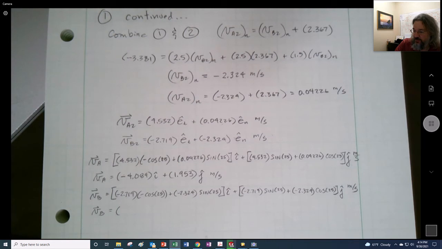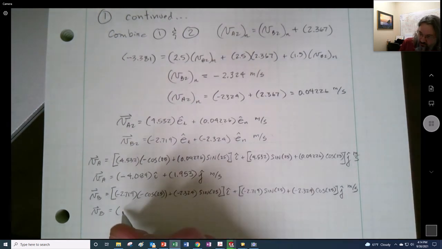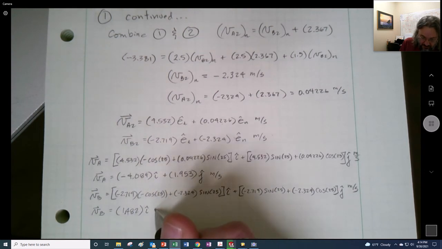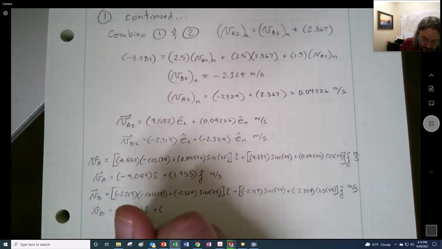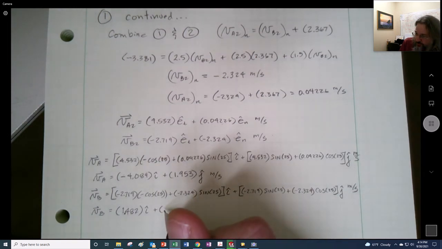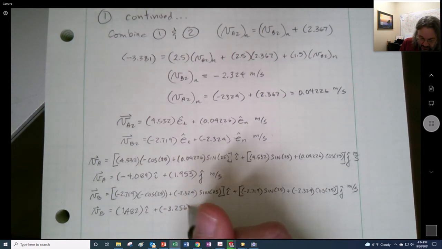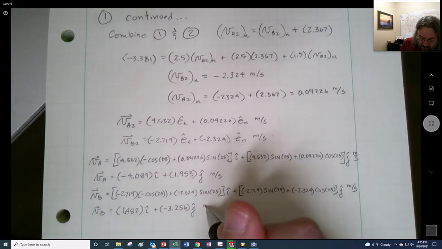I'm so sorry. All right, so we want to write the x and the y for b. There you go. Okay. 1.482 I. And this should be a negative 3.256 if I did it right. I'm pretty sure I did it right.